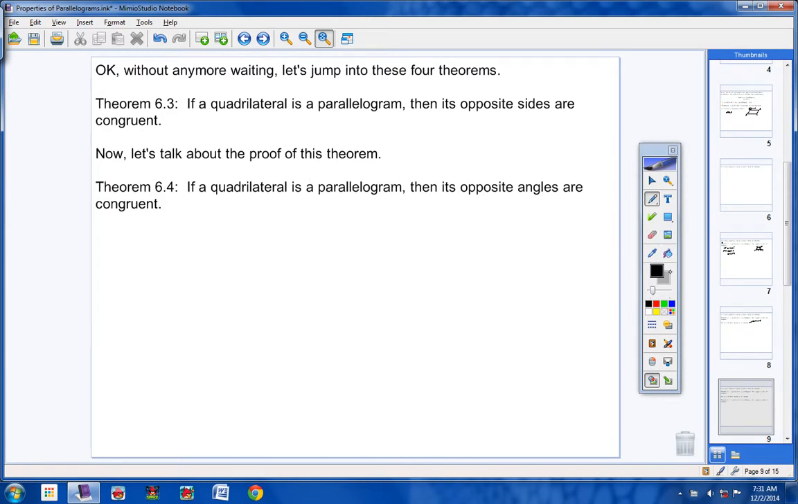Okay, Theorem 6.4. Please copy this in your notes. If a quadrilateral is a parallelogram, what do we know? Look at this. We know the opposite angles are congruent. Okay? Opposite angles are congruent. If a quadrilateral, please copy this down, is a parallelogram, then its opposite angles are congruent.